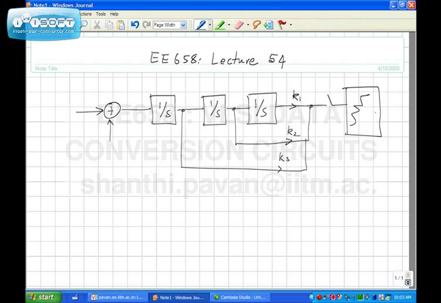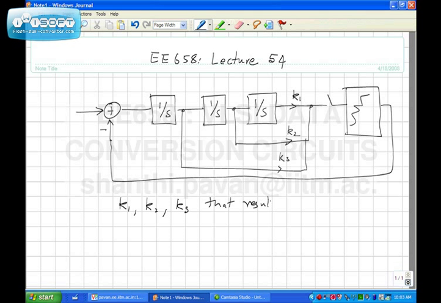The quantizer. All right. Okay, we have found K1 from yesterday's discussion. We should be able to find K1, K2, K3 that result in a desired NTF.